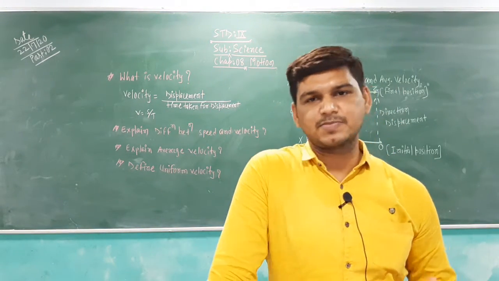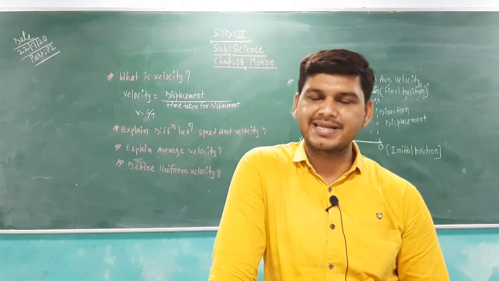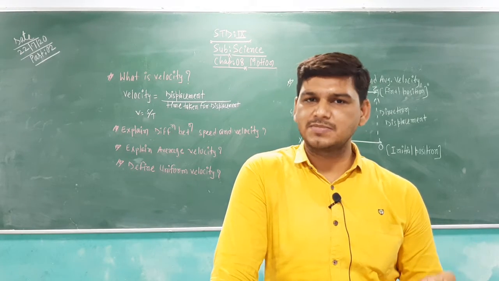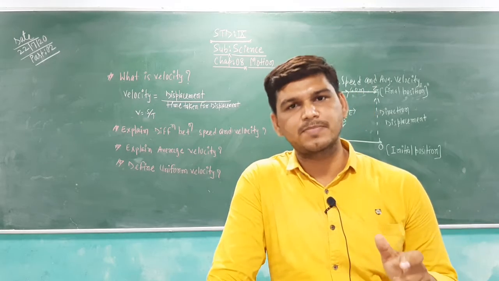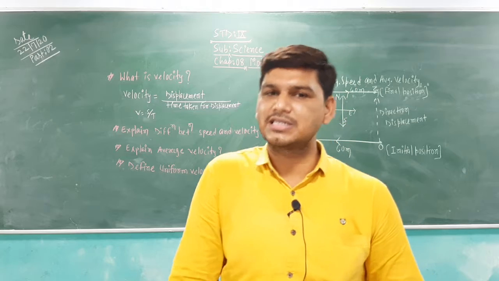Both have a specific formula: v is equal to s upon t, for speed as well as for velocity, having the same units like centimeter per second, meter per second, and kilometer per hour.